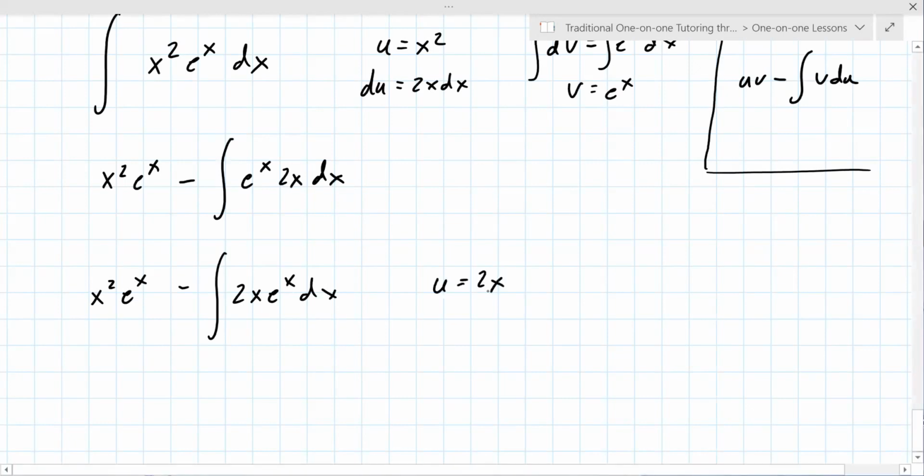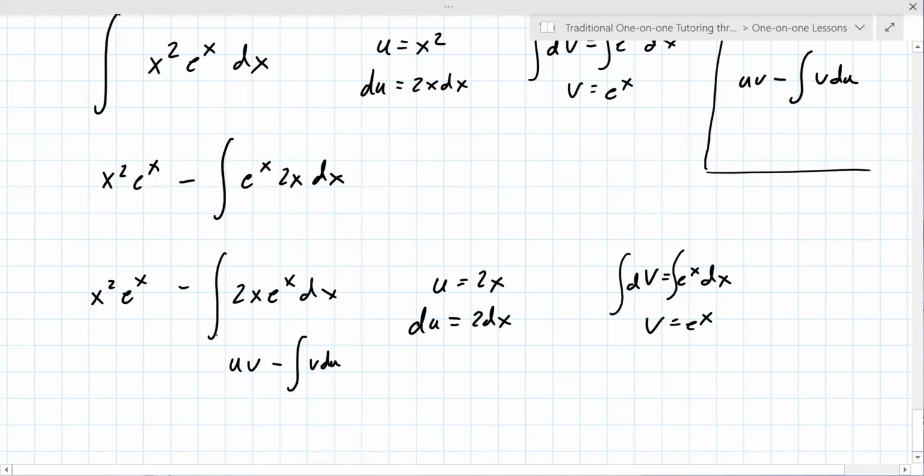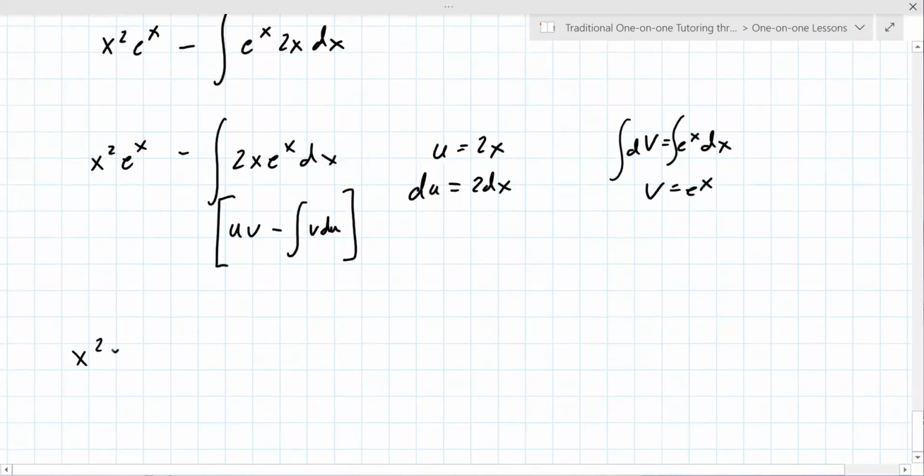So you set your u to be this polynomial function, include the constant if there is one, and dv is e to the x dx. So du is 2 dx. And you integrate both sides over here, v equals e to the x. You do your uv minus the integral v du. Now keep in mind, this is like in brackets. So when you're subtracting here, you have to account for that sign change.